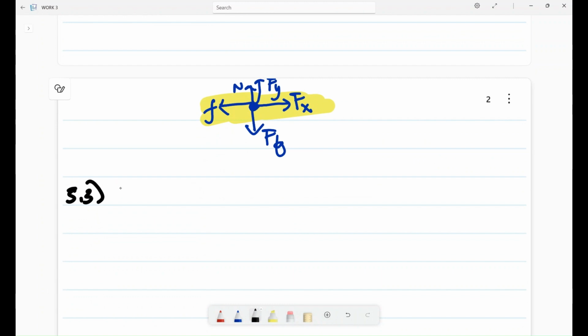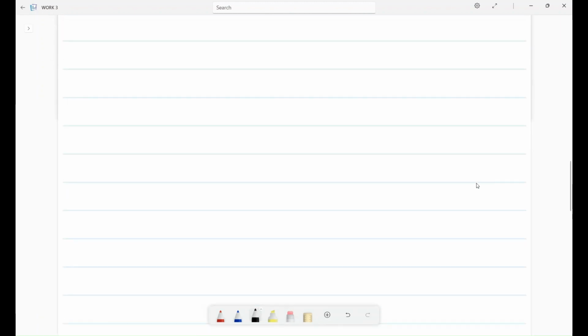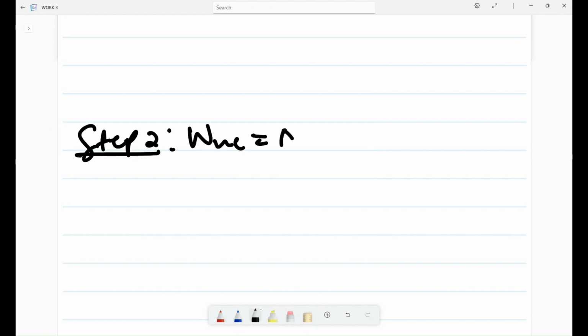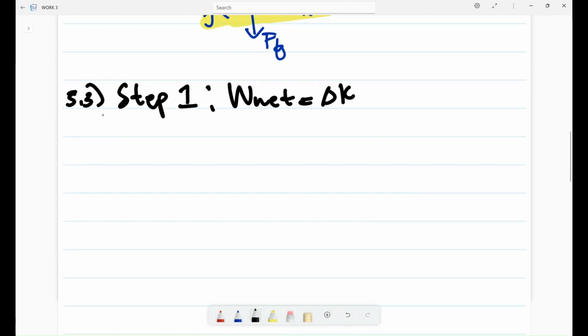So let me do this. For step 1, I'll use W net, it is equal to change in K. Then for step 2, because I like to forget a lot, let me write it somewhere here. Step 2, I'll use work done by non-conservative force, it is equal to change in K plus change in U. I'll show you how these formulas are similar in a way. So whichever that you use. So here we're going to say W net. Sorry, let's do this and come and paste it here.